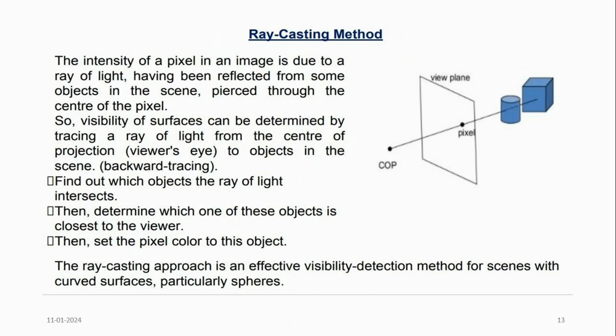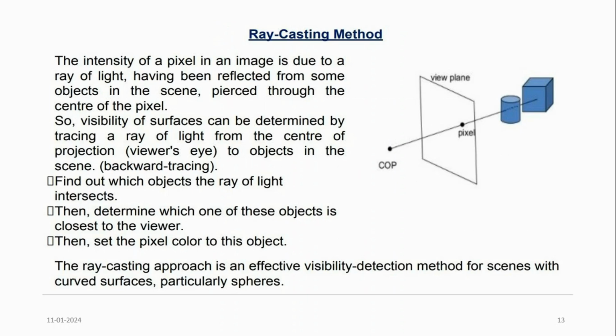When comparing with the depth buffer method, in ray casting the pixels are processed first, whereas in the depth buffer method, surfaces are processed first. In the depth buffer method, a depth value is calculated for each pixel, whereas here, all the surfaces intersected by the ray are examined. That is the ray casting method.